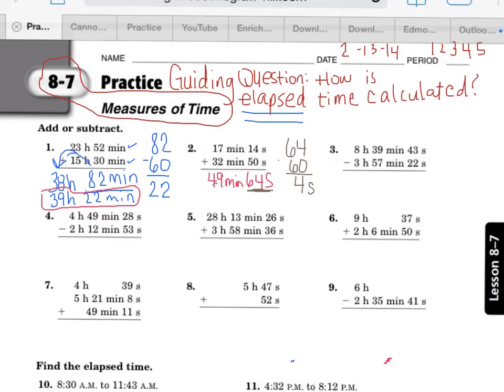Okay, and then that minute that you moved over here, just add it on. So now you have 50 minutes and 4 seconds. Okay, there's your answer. Alright, that was adding. Let's do some more adding. Let's go to number 5. Now we have hours, minutes, and seconds. So just add everything together.